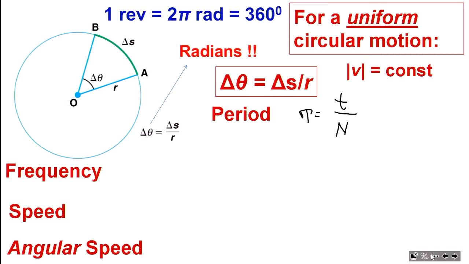The frequency tells us how many revolutions are done per second. So that's the reciprocal, revolutions per second. We can see actually that frequency and period are related, inversely proportional. Now, speed. Well, that should be equal to the distance traveled over time.